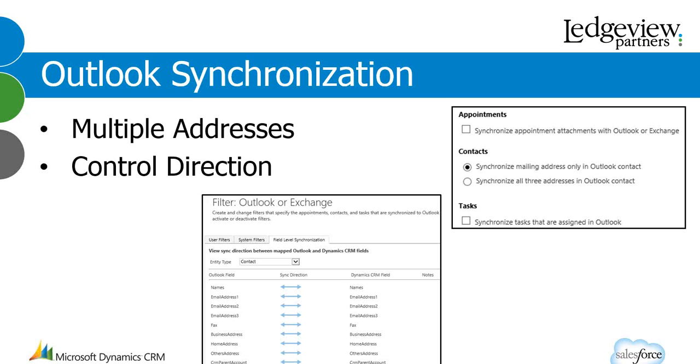Other items that they added were for appointments and tasks. Now within an appointment, when you sync or track an appointment, you are able to add the attachments that are along with that appointment into CRM. The other thing is that you can now synchronize tasks that are within Outlook, and these tasks do not need to be assigned to a CRM user. So this does give you more flexibility to track tasks that are done outside of CRM.